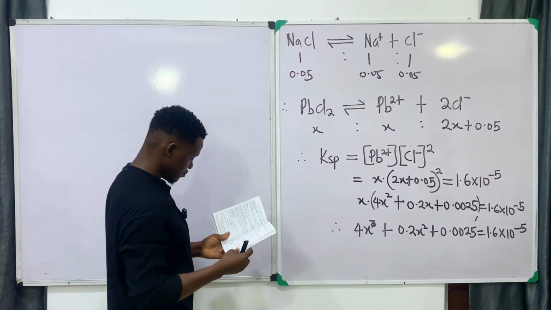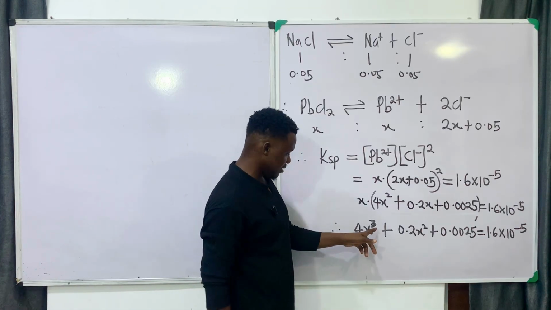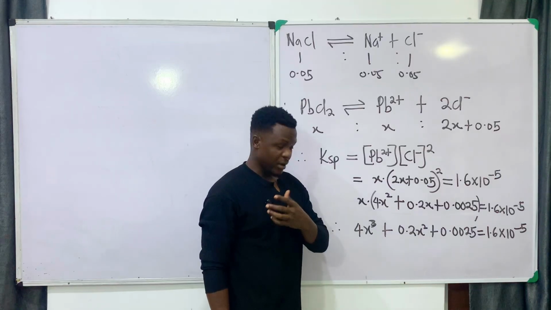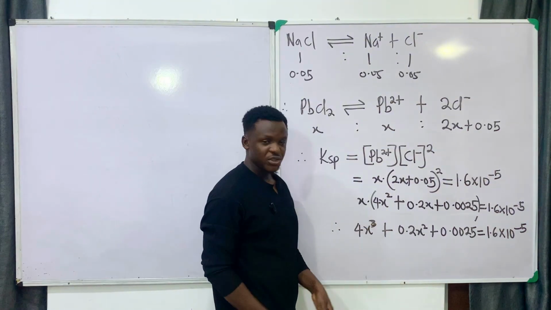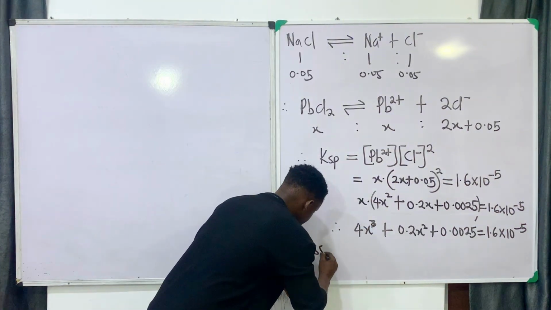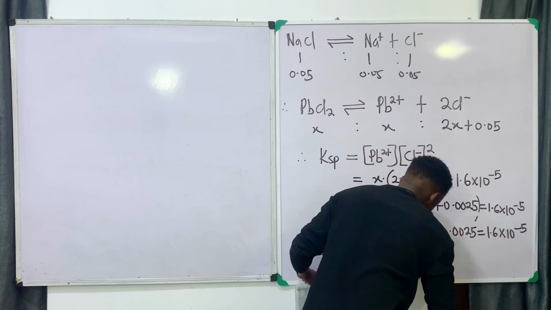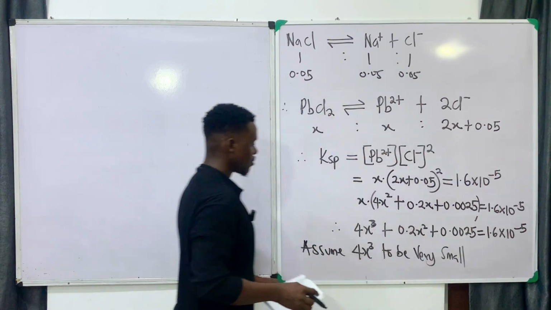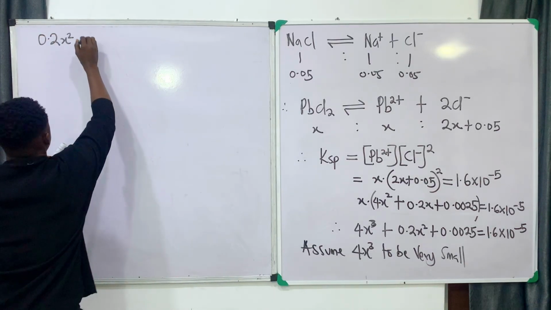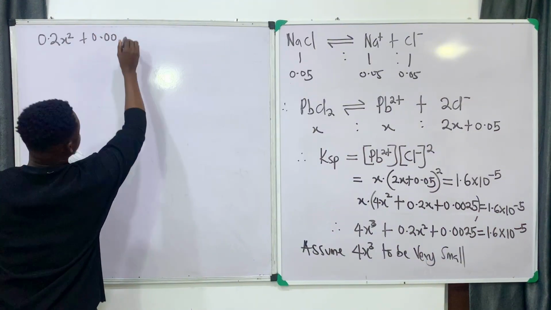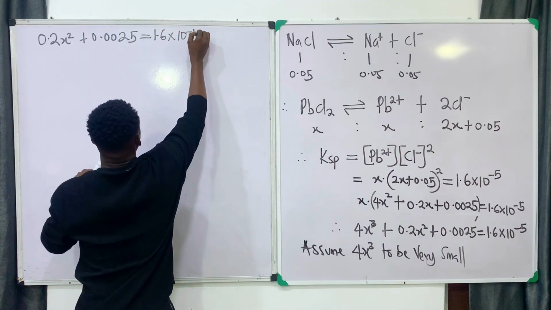So from here now, class, you can decide to solve it using the polynomial solver in your calculator, where we have polynomials with x power being 3. But you can always ignore this x cubed. So you say, assume x cubed to be very small. So this now becomes 0.2x squared plus 0.0025x equals 1.6 times 10 raised to the power of minus 5.